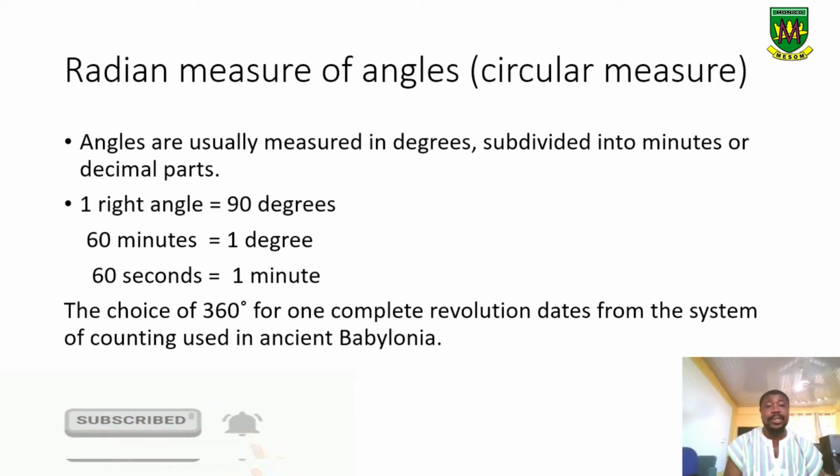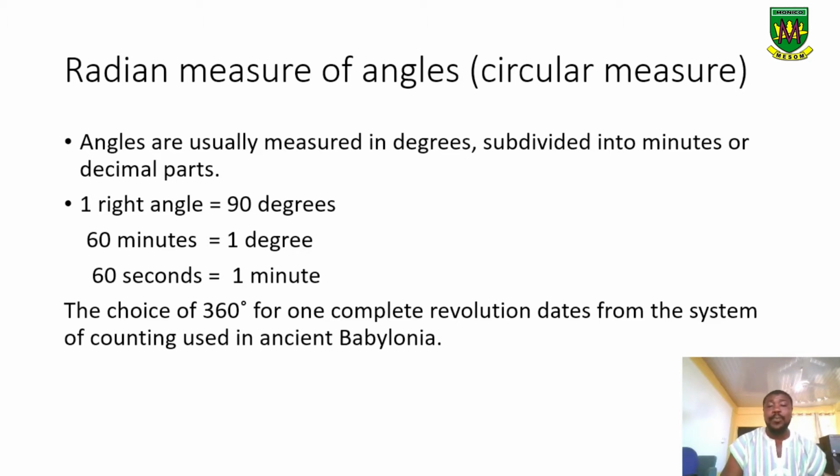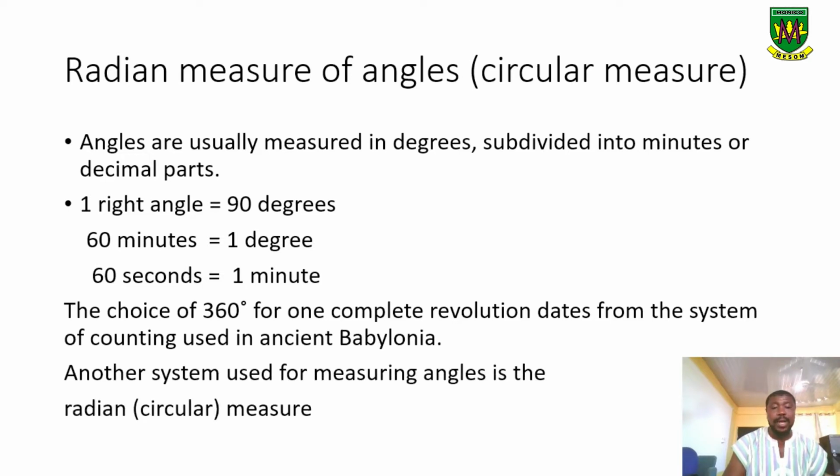We must note that a right angle is the same as 90 degrees, and 60 minutes is the same as a degree. Therefore, 60 seconds will be equal to 1 minute. The choice of 360 degrees for one complete revolution dates from the system of counting used in ancient Babylonia.